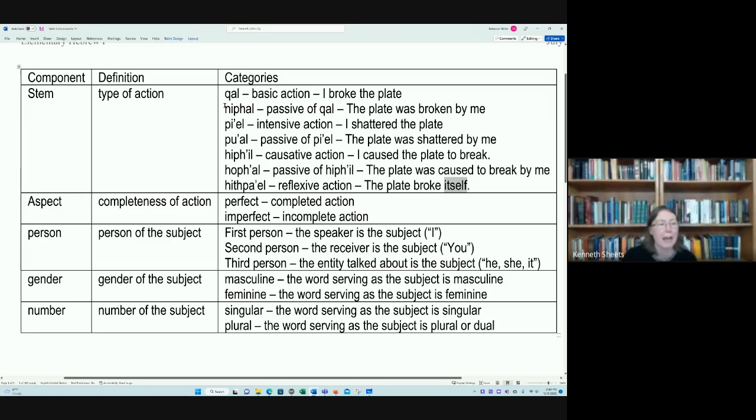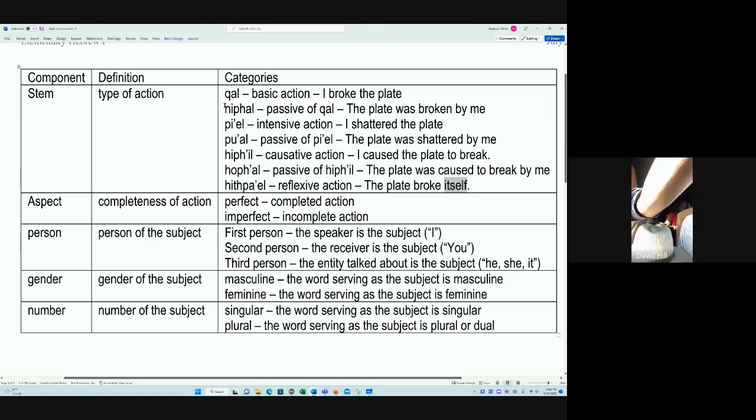Now we also have aspect as well. And this is going to refer to the completeness of the action, that is, whether the action is complete or not. So there are two different aspects in Hebrew. One is the perfect aspect. Perfect would be completed action, corresponds roughly to our past time, but again, that's very rough. And then we also have the imperfect, which would be incomplete action.